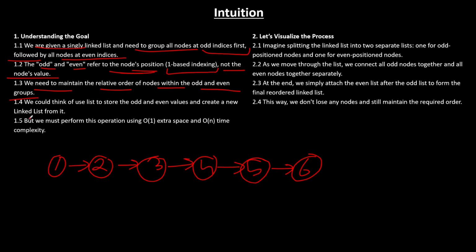Fine. Now, if we maintain the relative order, which means 1 should come before 3, 3 should come before 5, right? That's the thing. So, okay, this is the understanding of the problem that we have to do. Now, what could we do?